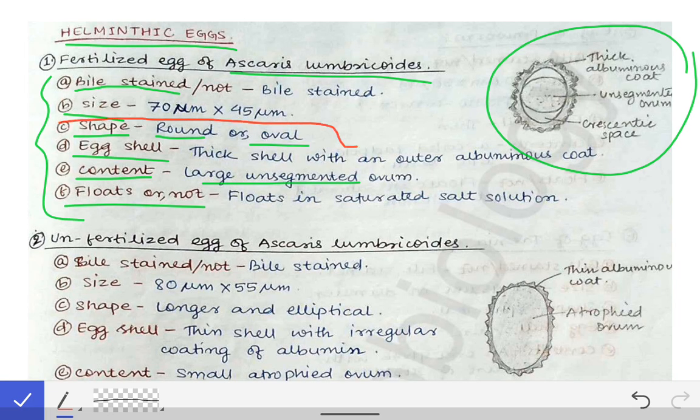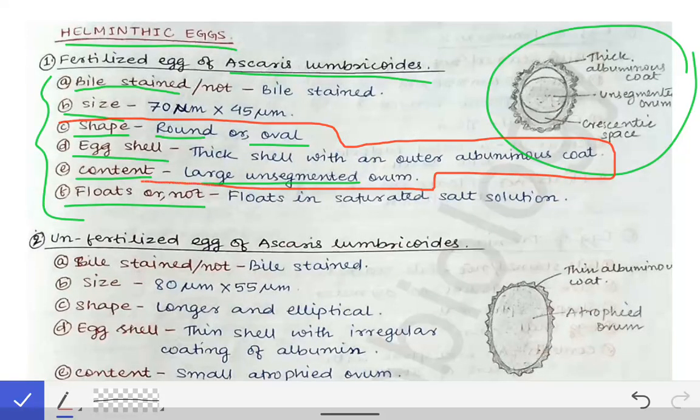So these are the 3 points you should know from the diagram. You should practice the diagram of all the helminthic eggs, and by the diagram you will be able to answer these 3 points: the shape, the egg cell, and the content. Now come to the other three things.